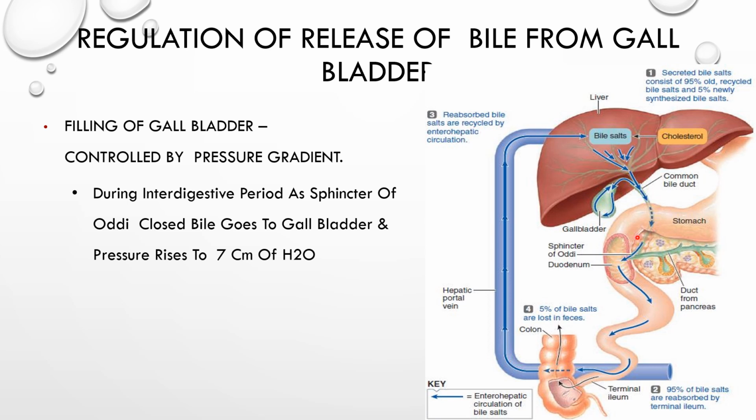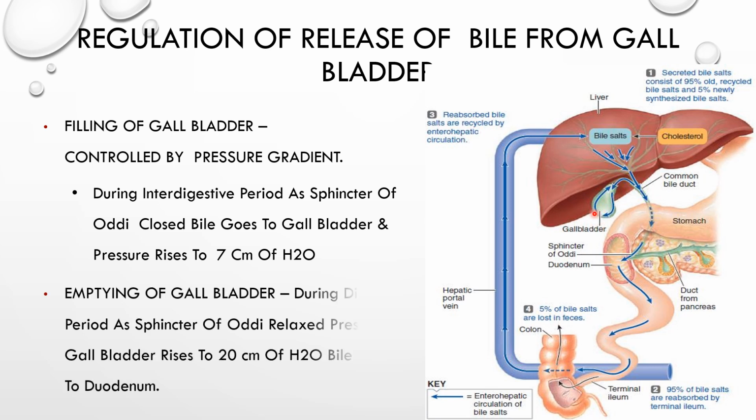is closed, so the bile will not come into the duodenum. So it will move towards the gallbladder. The pressure rises to 7 centimeters of water. As the sphincter of Oddi is closed, the bile will not be moving, so it will fill the gallbladder. So the emptying, how does it happen? The filling happens by the contraction of the sphincter of Oddi. The emptying happens during the digestive period.